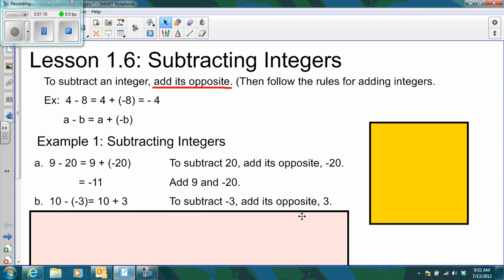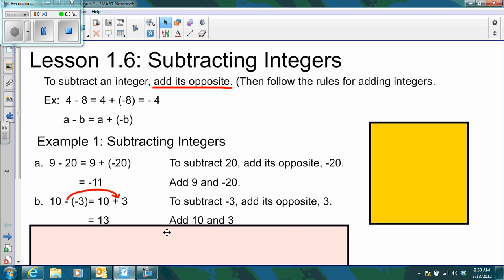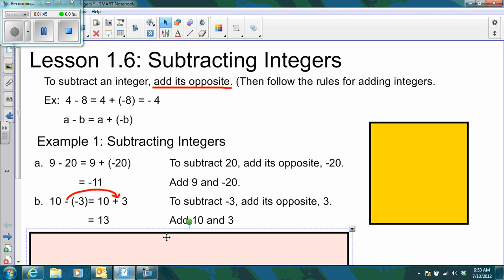Another example would be 10 minus negative 3. So this is going to become, we're going to add it, and it's positive. So whenever you have a negative and a minus next to each other, it always becomes a positive, because the opposite of negative 3 is 3, and we're changing the subtraction sign to an addition sign. So then you should be able to easily do 10 plus 3 is 13.